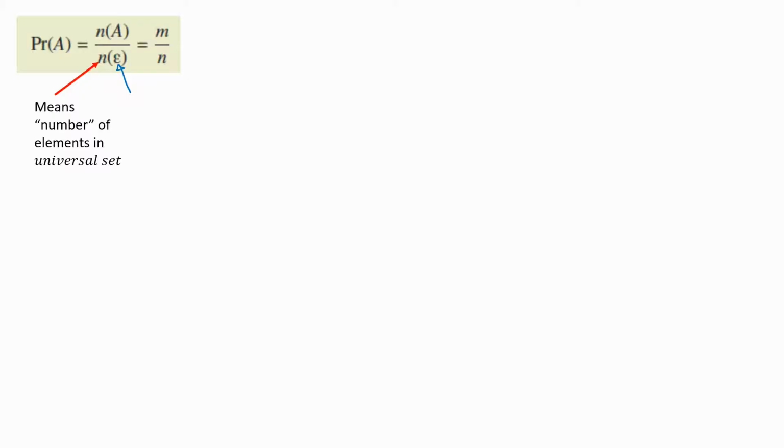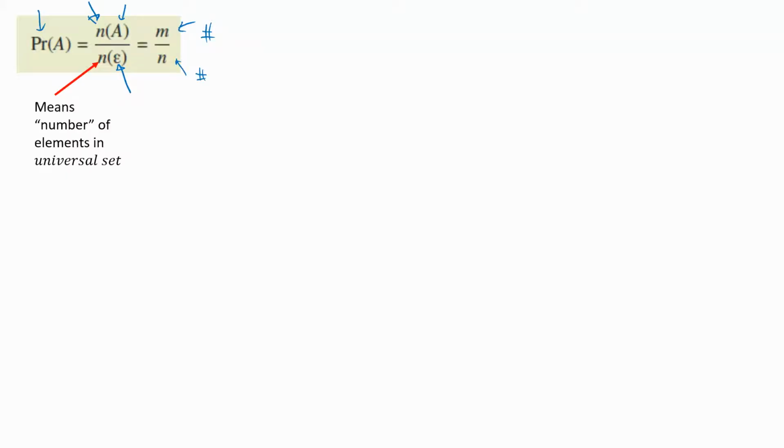That symbol there means the number of elements in the universal set. And then obviously up here, you're saying the number of elements in the set A. Okay? And then this M and N you don't really need. It just means a number over a number. And that gives you your probability. So M and N is just a number.